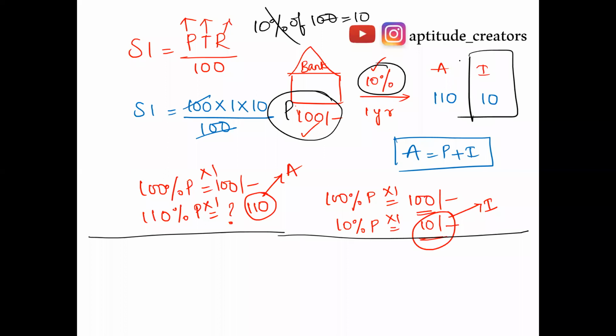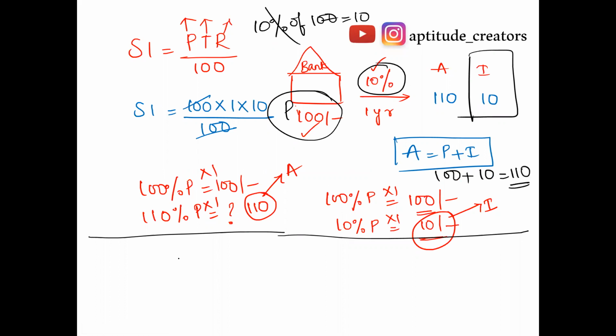Now what about the amount? As we know, amount is equal to principal plus interest. Now what is the principal here? 100 rupees. And what about the interest here? 10. 100 plus 10 is 110 rupees as the amount.